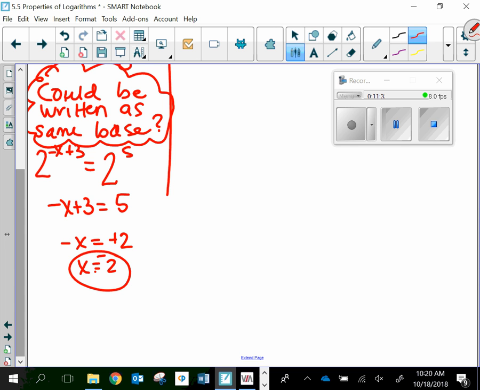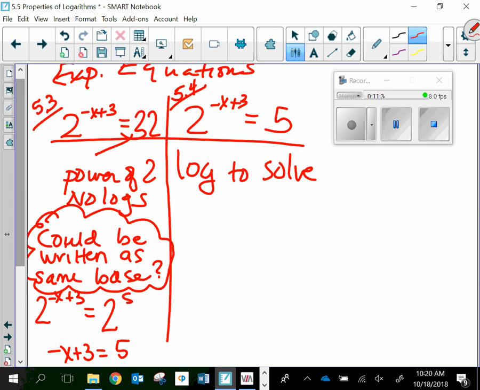All right, let's try this other one. 2 to the negative x plus 3 equals 5. We already said we need a log to solve it. So, is it ready to put in log notation right now? Yes. Okay. Let's do it. Log base 2, and then 5. So we say that log base 2 of 5 equals negative x plus 3.